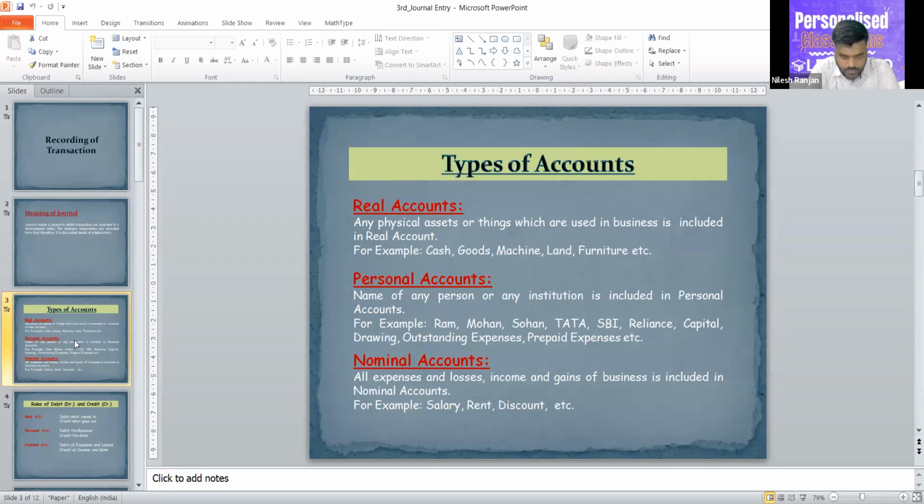Okay. So if you go to a furniture shop, can you tell me five real accounts in that shop? Not assets, five real accounts. Five items that can be called a real account. Cash. Cash, very good.